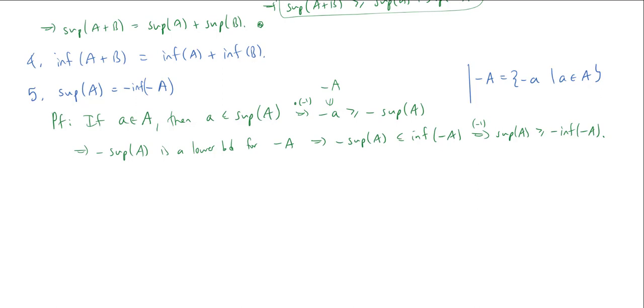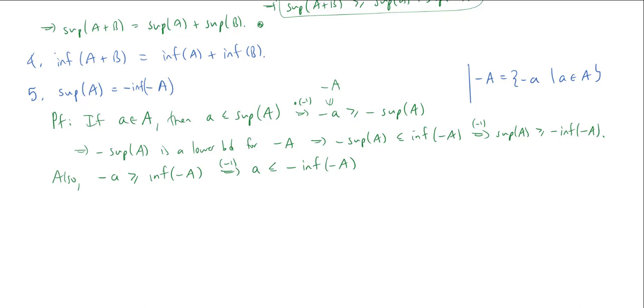Okay, so for the reverse inequality, this negative A here is an element of the set negative A. And so it's at least as big as the infimum of the set negative A. Again, multiply by -1. Then I'll get that A is less than or equal to the negative of the infimum of negative A.